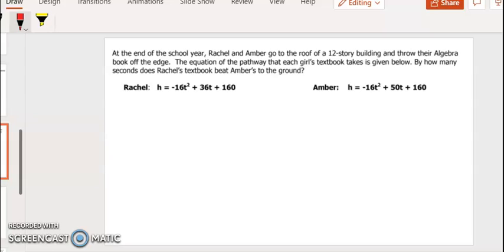It says at the end of the school year, Rachel and Amber go to the roof of a 12-story building and throw their algebra book off the edge. I would not recommend that. The equation of the path that each girl's textbook makes is below. By how many seconds does Rachel's textbook beat Amber's to the ground? So we're looking at how much time it took them to reach the ground. Okay? So we're going to put both of these equations into Desmos, and we're going to compare our equations.